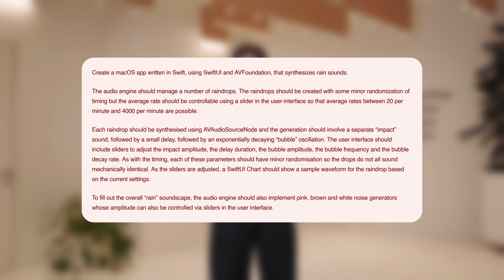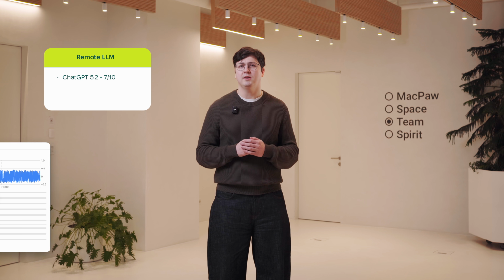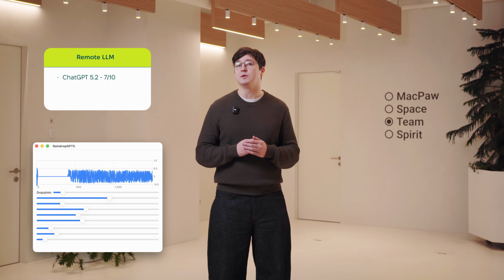And you know what? The progress is undeniable. All major models completed the task, with varying degrees of success. ChatGPT 5.2 scored a 7 out of 10. The code didn't compile due to a missing Combine import and some UI labels vanished into thin air.